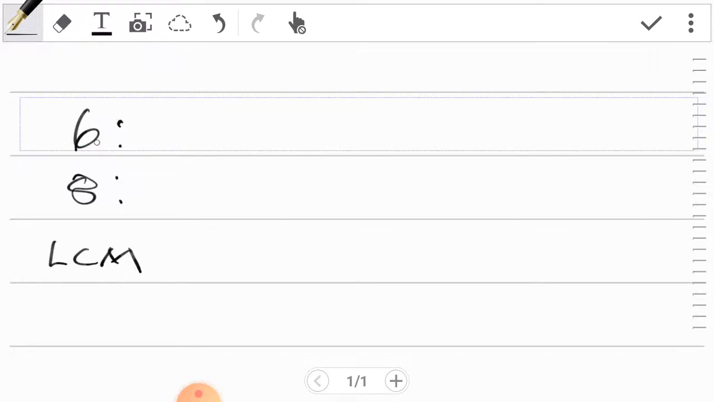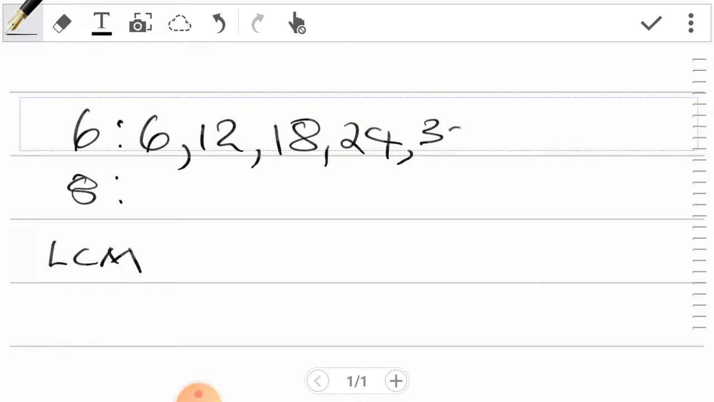So we're going to list the multiples of 6. The lowest multiple of any number is itself. Then we're going to keep adding 6. So 6 plus 6, that's 12. Then we have 18, then we have 24, we have 30 and 36, and it goes on like that. So these are multiples of 6.